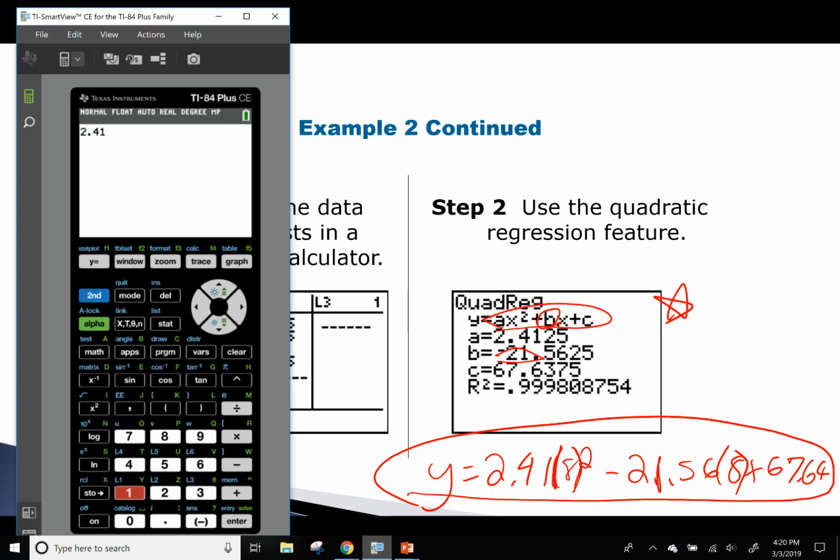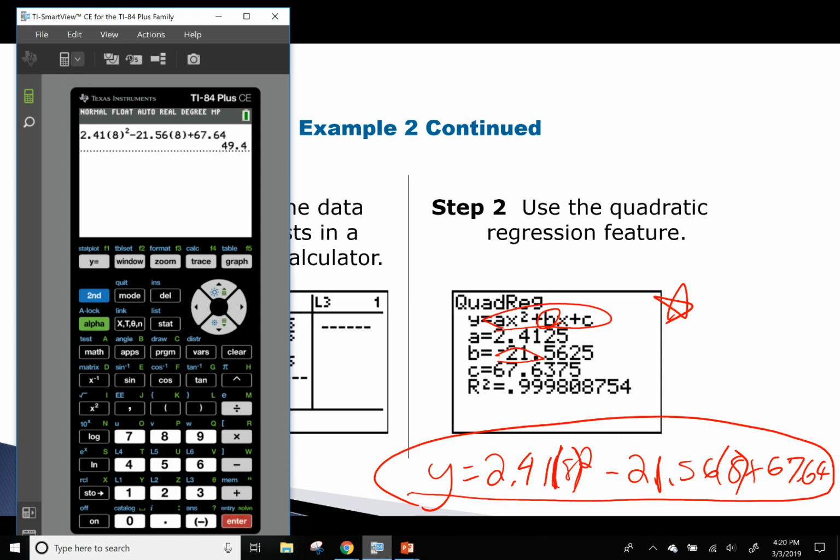2.41, 8 to the second power, minus 21.56 times 8, and then plus 67.64. And it gets 49.4.